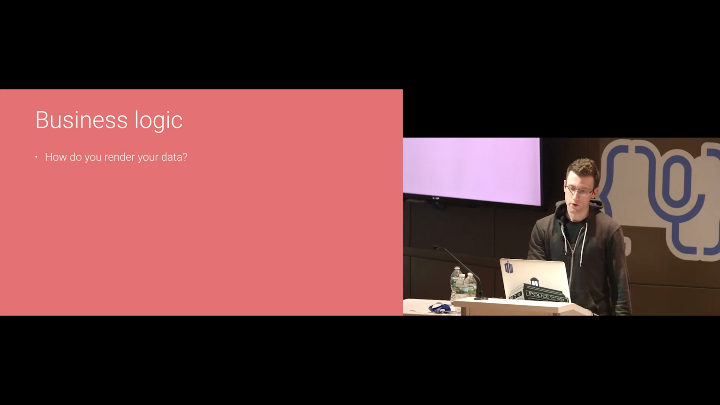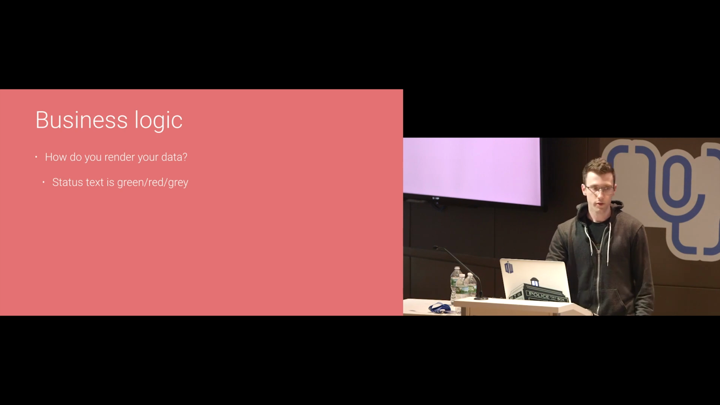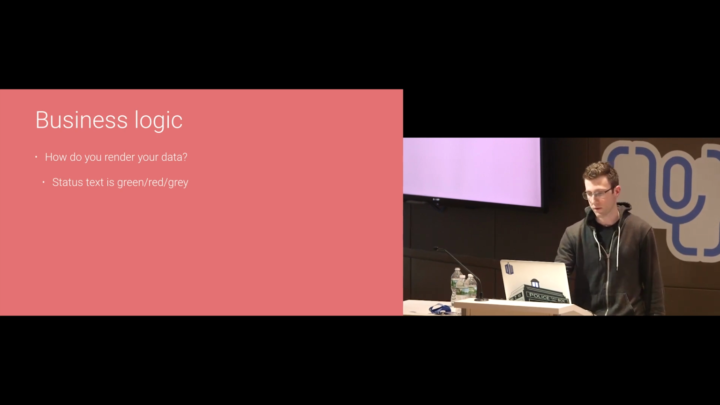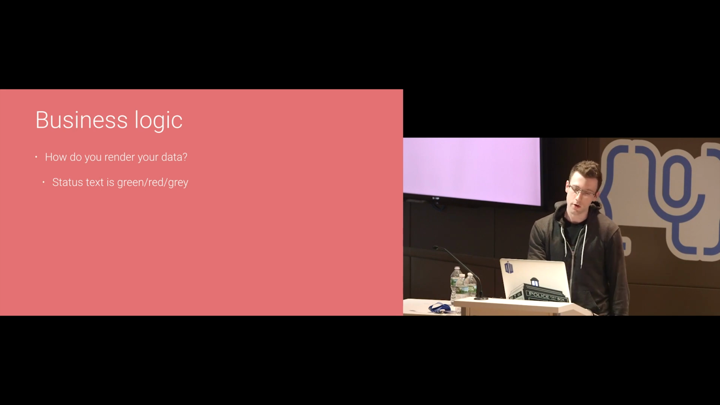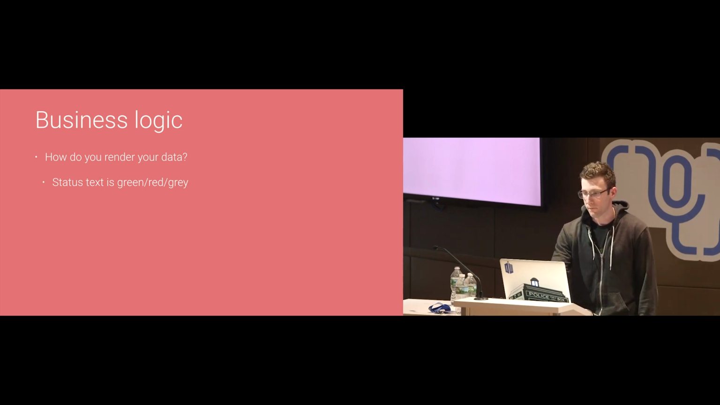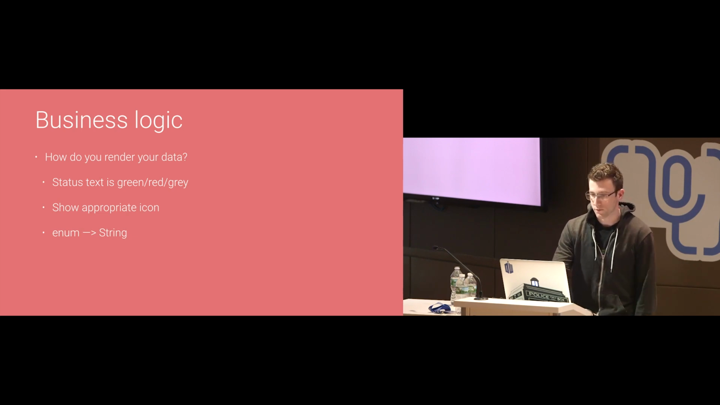How do you render your data? This is UI related. Given your data, you need to map it to something on the screen. So is the status text going to be green? Is it going to be red? Is it going to be gray? You need to pick an appropriate icon to show. You generally will take an enum and map it to a string.